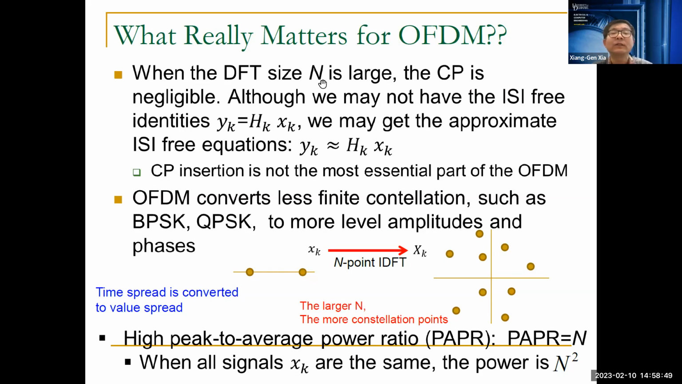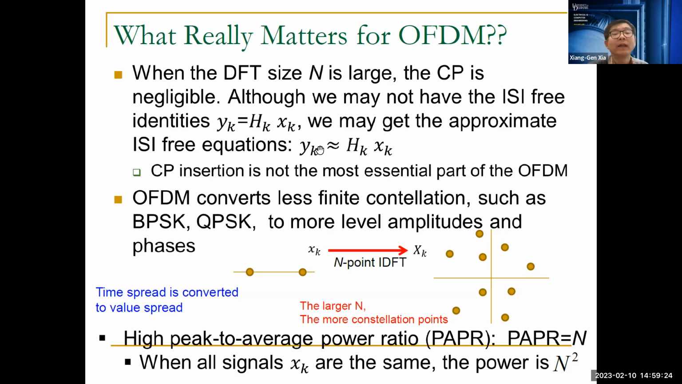What I said earlier is that when the number of subcarriers is large, the CP can actually be kind of negligible. Even if you don't add a CP when capital N is large, you cannot get the ideal identity in the frequency domain, however you can roughly get this, right? That's why I think the first paper in wireless applications didn't propose a CP, I guess.